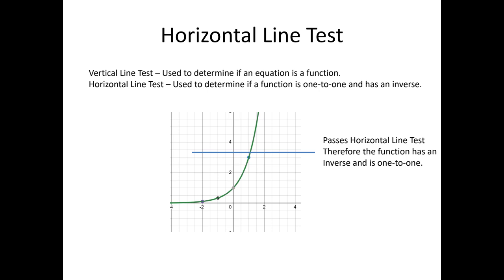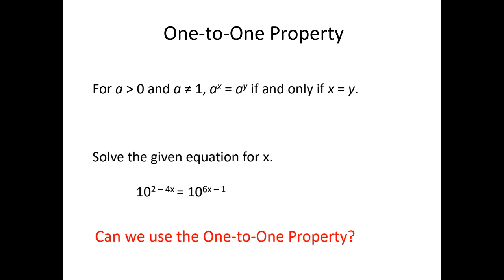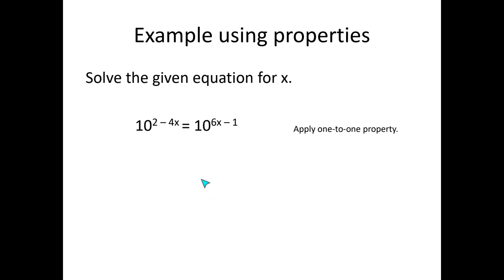or next week. One of the properties that we want to use is the one-to-one property, which tells us that for a greater than 0 and a does not equal 1, if you have two exponential functions with the same base, then we can set the exponents equal to each other. So for example, if I have this equation, one of the things you want to look at first is if the bases are the same, which they are. We have a 10 and a 10. That means that we can use the one-to-one property. And that's going to allow us to set the exponents equal to each other.